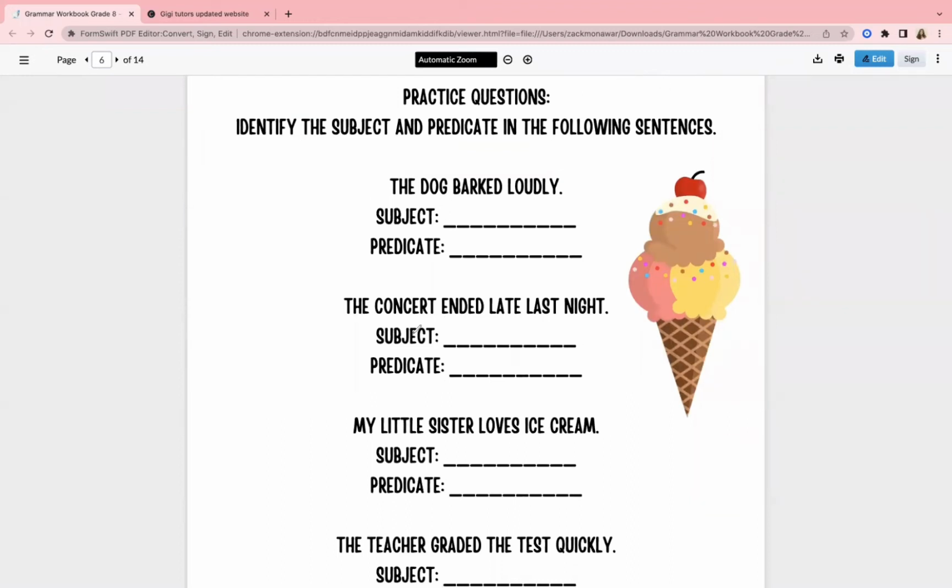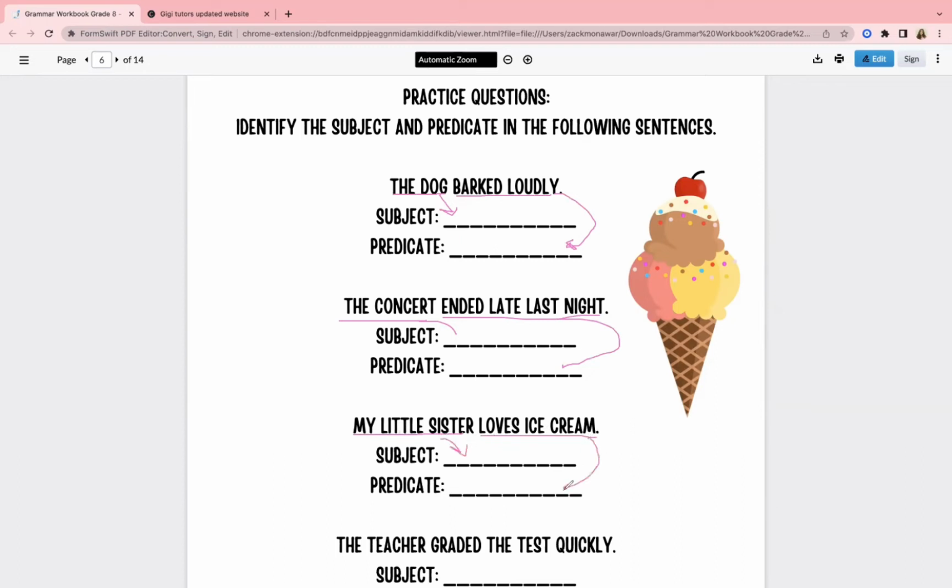So let's do some questions. Identify the subject and predicate in the following sentence. So the first one, we have the dog barked loudly. Who is the main character? The dog. So that's our subject. And what is it doing? It's barking loudly. Second one, the concert ended late last night. We're splitting it up into 2 parts. The concert is our subject and ended late last night is our predicate.